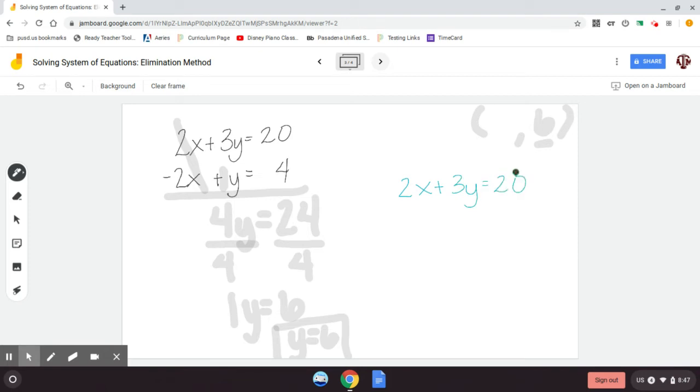And now I actually have something that I could plug in, because we can't solve an equation for a value if it has two variables, but we know that y is 6. So in this equation, instead of y, I could plug in 6. Okay. 3 times 6 is 18.